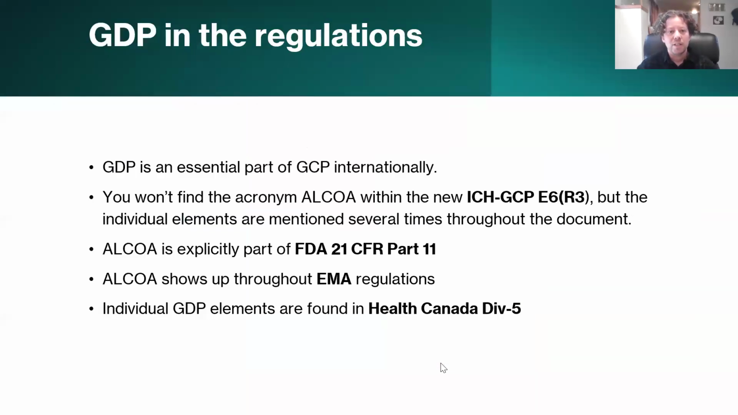So GDP, like I mentioned, is really an essential part of GCP, and that's true internationally. You won't actually find the acronym ALCOA mentioned within the new ICH GCP, but the individual elements of it are mentioned several times throughout the document. ALCOA is explicitly part of FDA regulations, though. So if you have any studies that fall under FDA's 21 CFR Part 11, ALCOA is explicitly in there. ALCOA is also explicitly mentioned throughout those EMA regulations, and individual GDP elements are once again found in Health Canada Division 5.